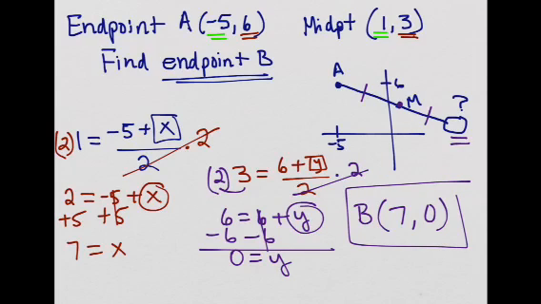So that kind of makes sense, right? If we extend it out here, it makes sense that 7 would be somewhere over here, and that B would be somewhere about here.